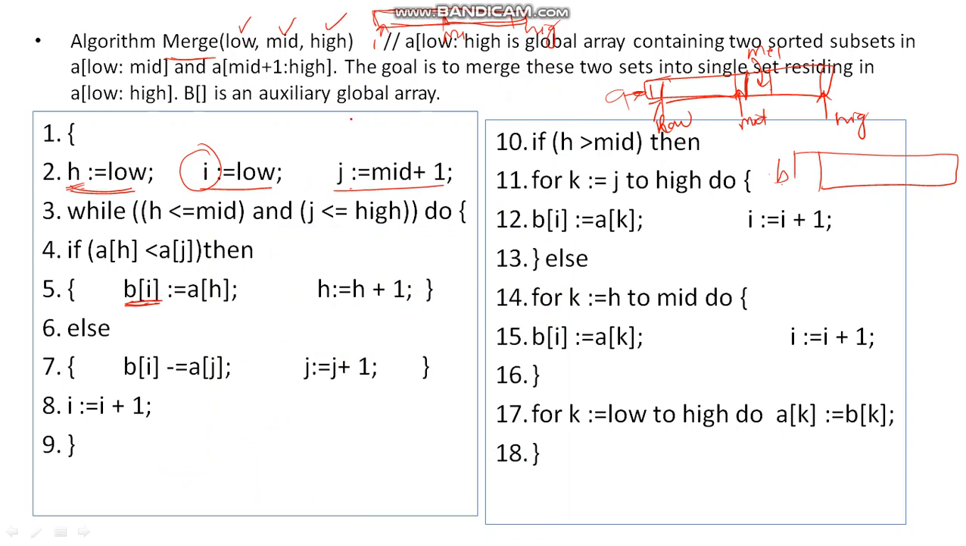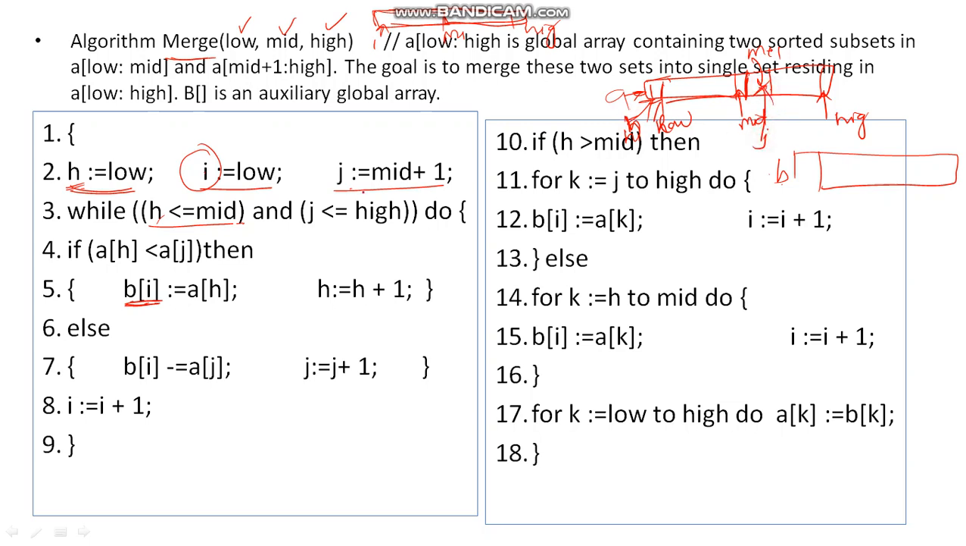So while H is less than mid, now H is lower. Here H is pointing here. H is equal to low. That means H is pointing at the lower index of array A, and J is pointing at the mid plus 1 index of array A.